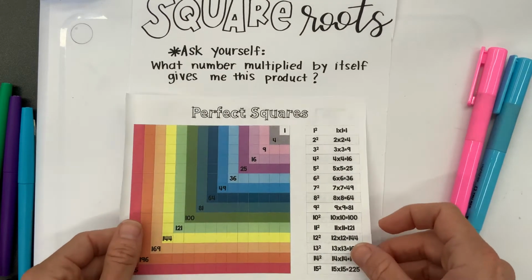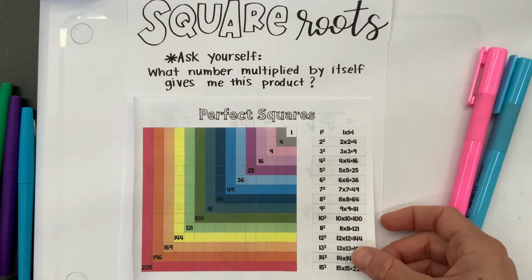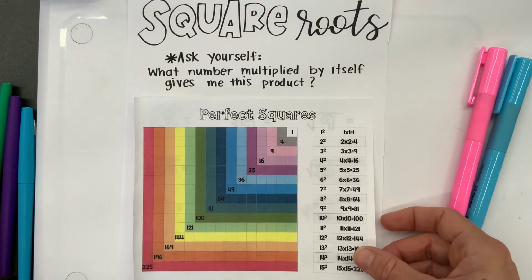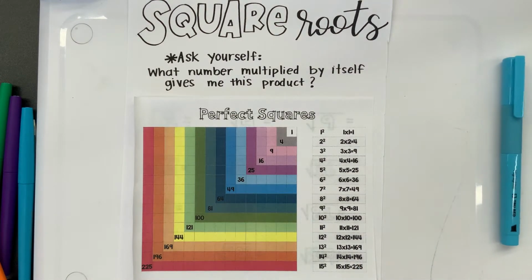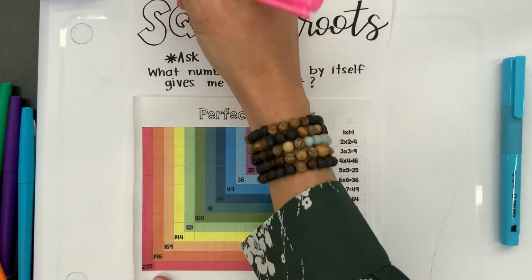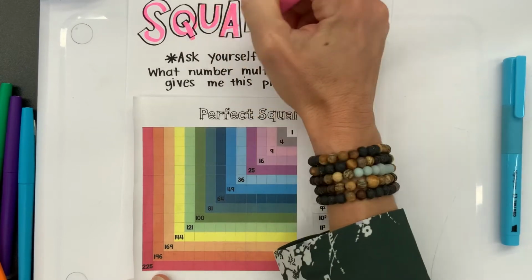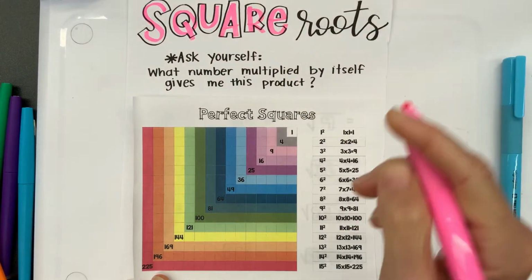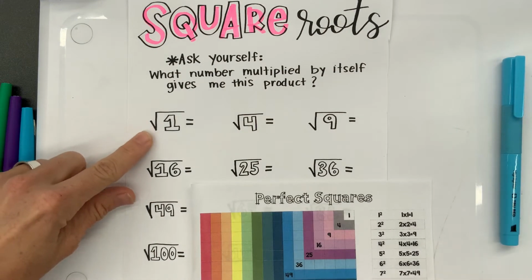So when you're looking for the square root of a number, you're just asking yourself, what number multiplied by itself gives me this product? Now, you don't need to worry about knowing the square roots of non-perfect squares, but this is an idea that you should at least be familiar with, the pattern of the perfect squares. So square roots. The square root symbol looks like this.